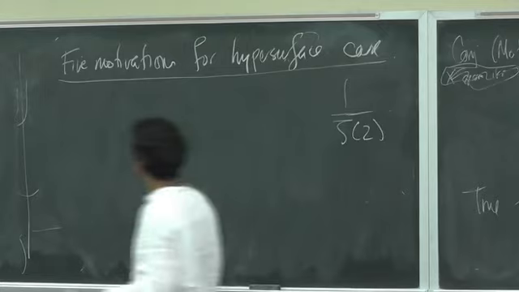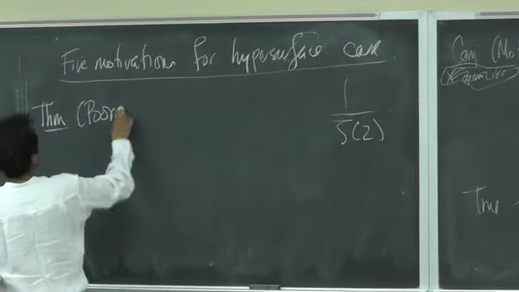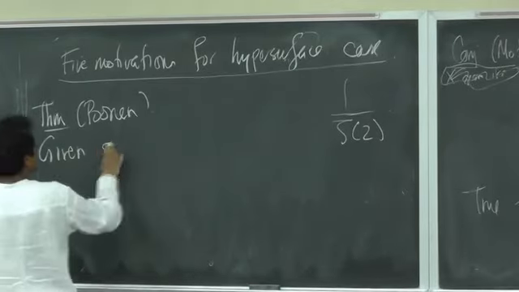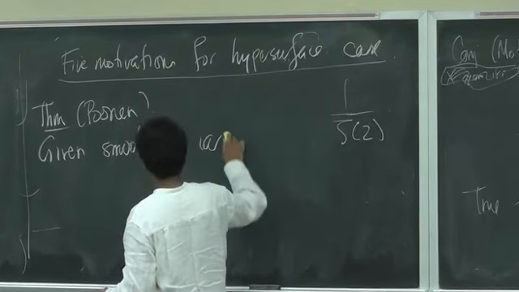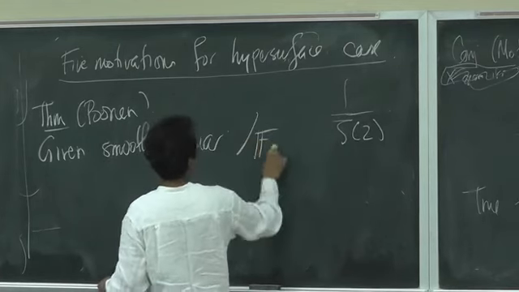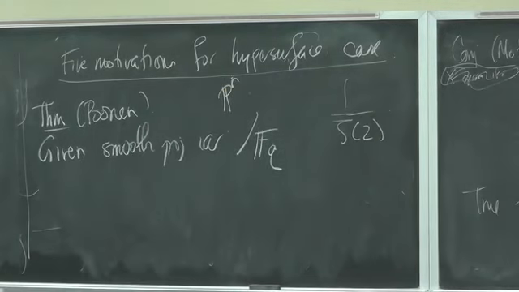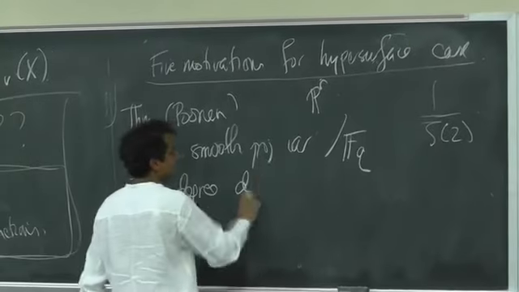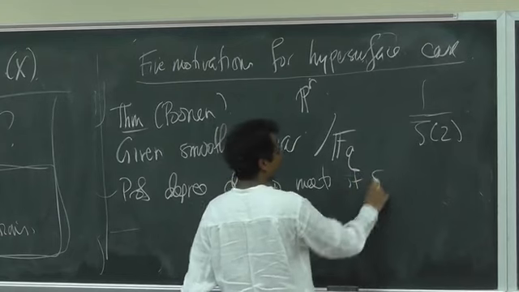So here's a third result that I want to use to motivate the final statement, which is the theorem of Arnold. Given a smooth projective variety over a finite field, sitting inside some projective space, you could ask: what's the probability that a degree D hypersurface meets it smoothly, transversely?